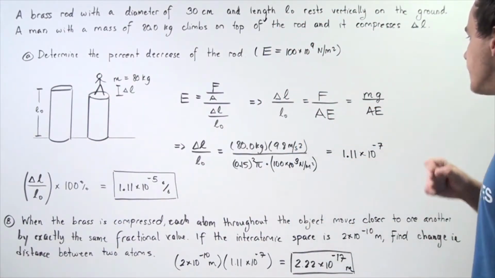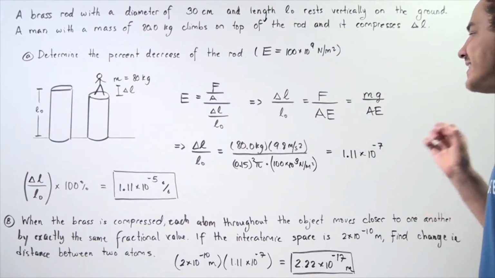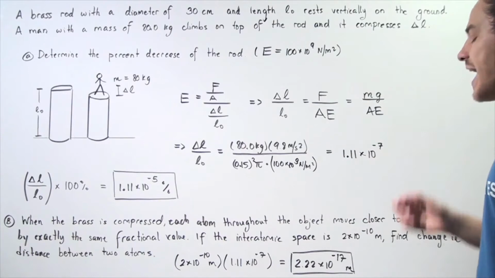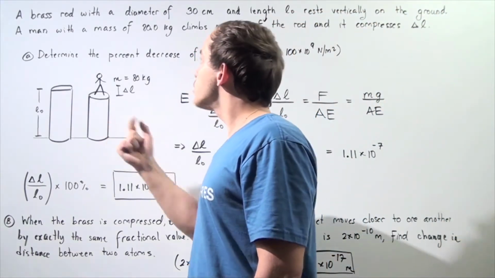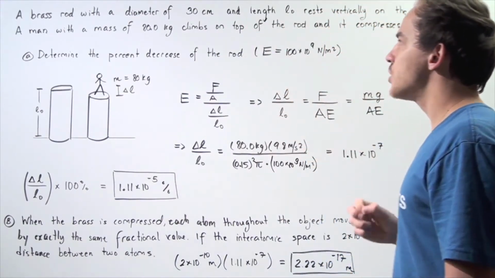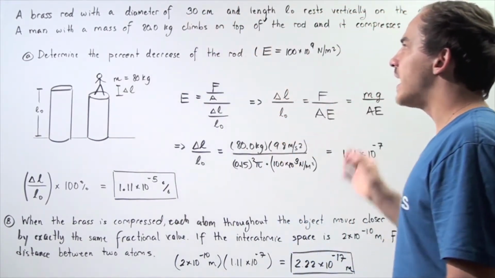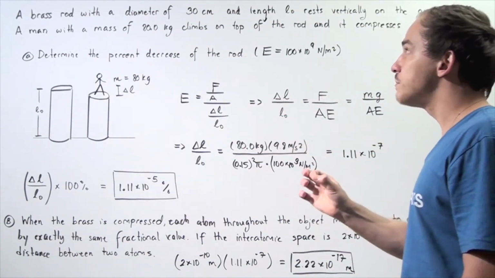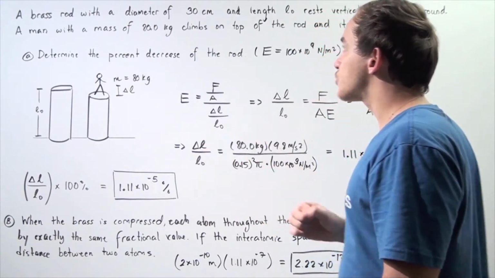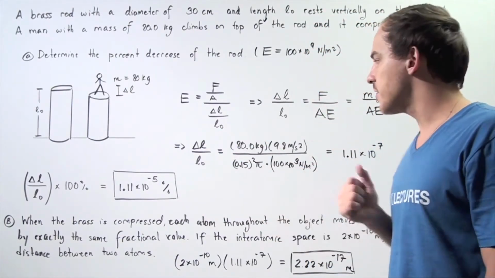So we know what m is, we know what g is, we know what E is, and we can calculate what A is. A is simply the cross-sectional area of the rod. So we know what our diameter is. To find the radius, we simply divide by 2, and then we divide by 100 to convert centimeters to meters. We multiply by pi, and we take the square of the radius, and that will give us the cross-sectional area.